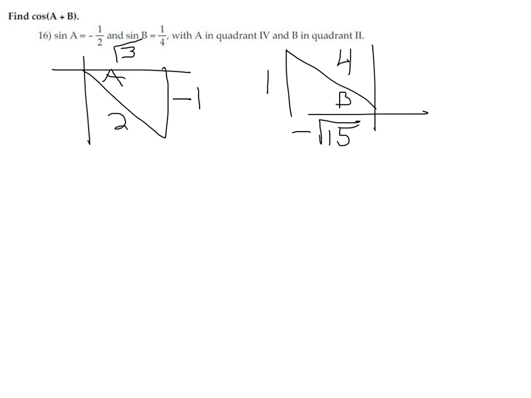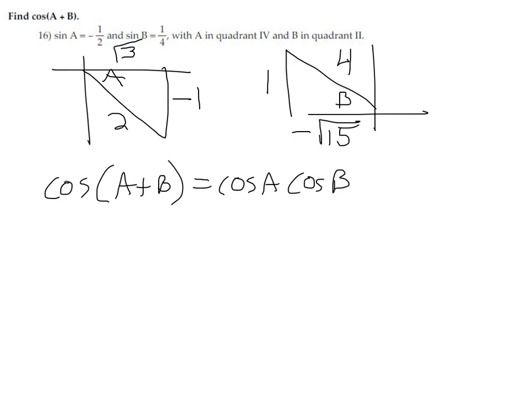All right, now that we have that, we can go into our cosine of A plus B. The identity says this is cosine A, cosine B, opposite symbol, minus sine A, sine B.